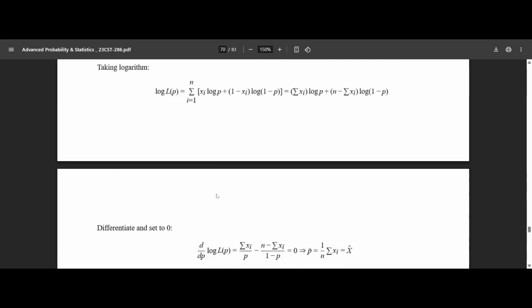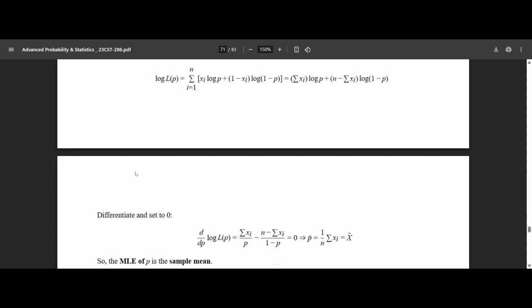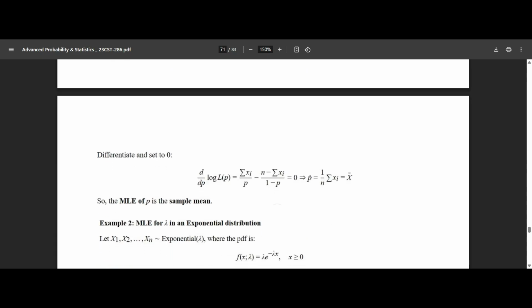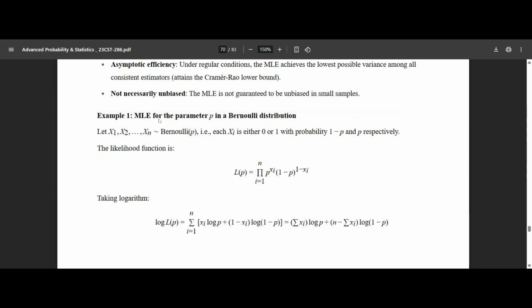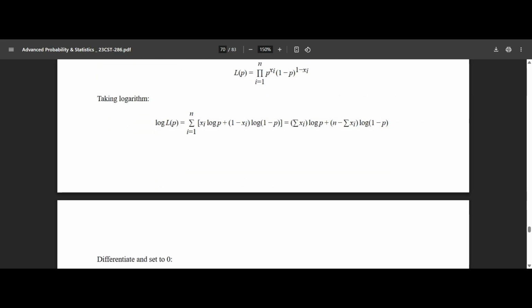We take log on both sides. This is known as log likelihood. Now we differentiate, d/dp of log L(p), differentiating both sides and setting the right side to 0. Then we find the value of p, which ultimately comes out to be x bar. So the MLE of p is the sample mean. The maximum likelihood estimator for p in a Bernoulli distribution is nothing but the sample mean.